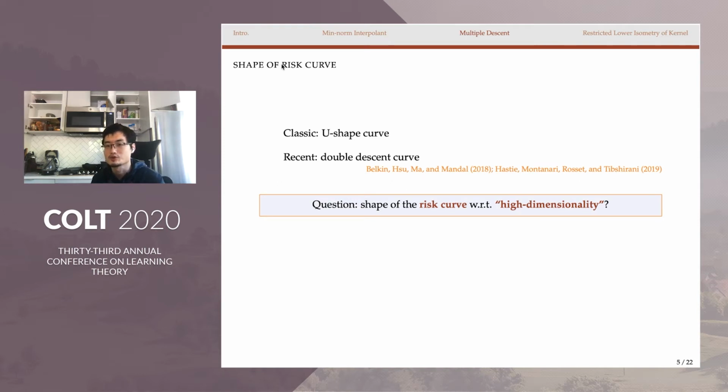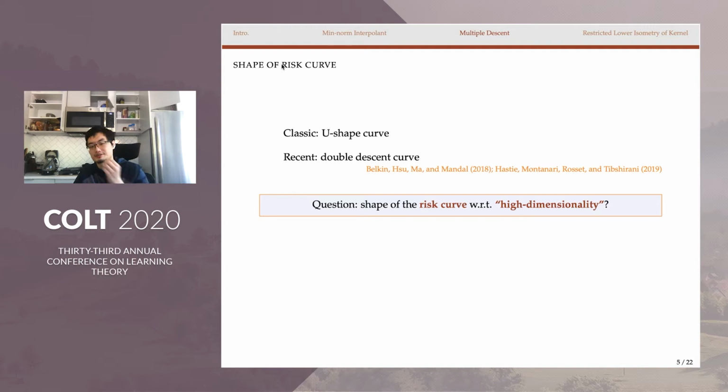So that's about motivation. What we want to study is the risk curve. The risk curve is a very important object to study. Classically, people showed a U-shaped curve for risk, plotted against a bandwidth. This is mainly because of the bias-variance trade-off. Now, recently, people have discovered a multi-descent curve for risk, as in two papers in 2018 and 2019.